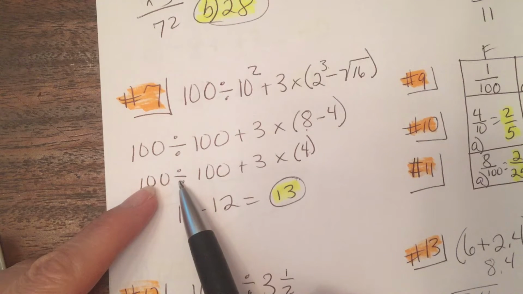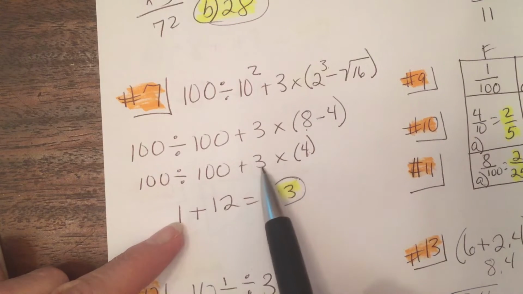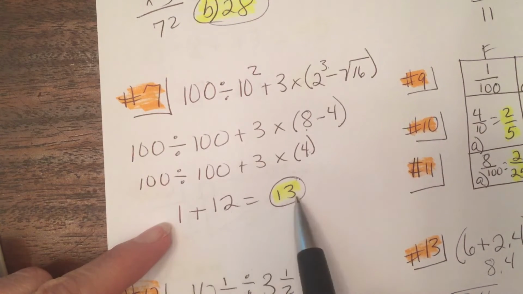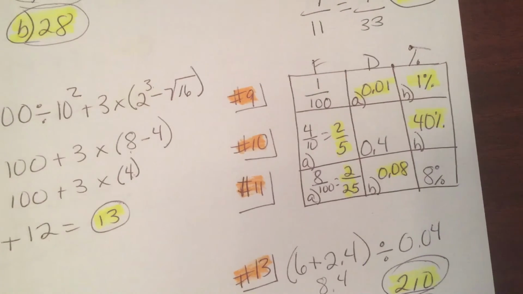I hit my division and multiplication in order from left to right. 100 divided by 100 is 1. 3 times 4 is 12. 1 plus 12 is 13 for your final answer. Number 9, 10, and 11 is our fraction decimal percent chart.